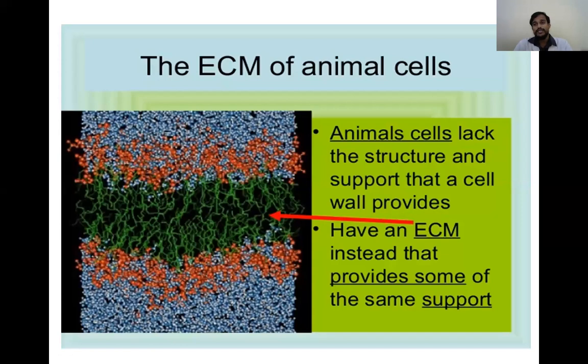So the main function of extracellular matrix in animal cells is, in plant cells, it contains the cell wall. The cell wall is very rigid apart from the cell membrane. Whereas in animal cells or human cells, there is no cell wall. There is only cell membrane. So the extracellular matrix has to take the role of the cell wall. So that is the main function. Giving support to the cell is the main function of the extracellular matrix, because animal cells lack cell wall.